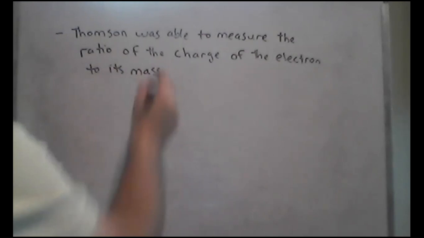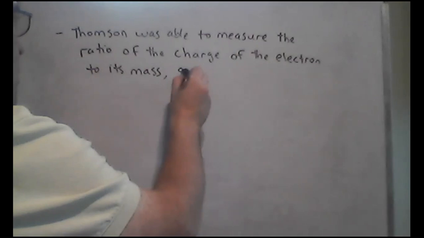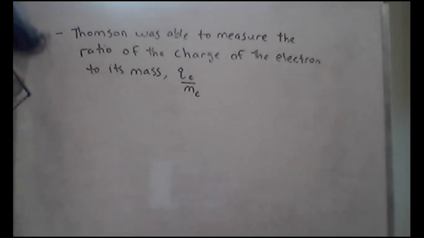And we can call that Q sub E over M sub E. But that's the best he could do, because neither Q sub E nor M sub E was known. The best he could do was to understand the ratio.